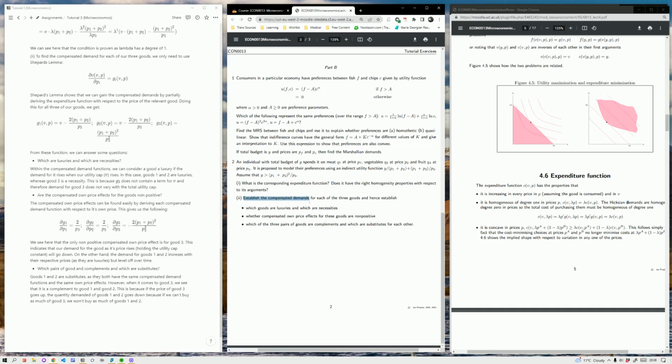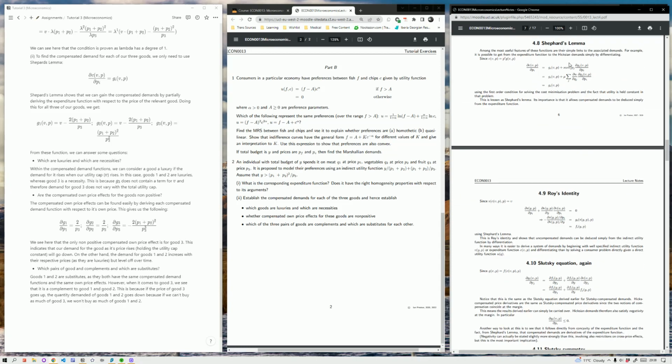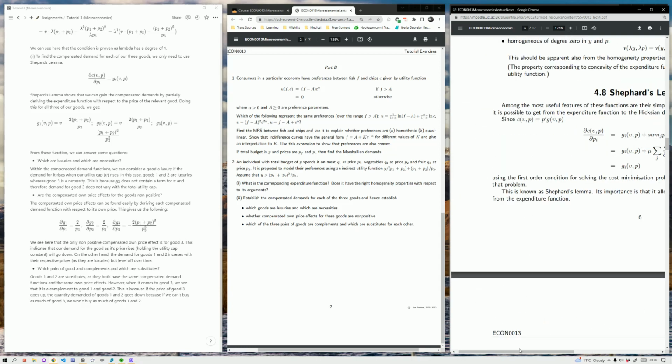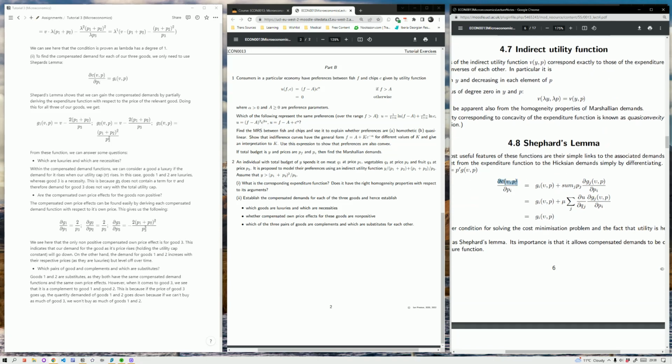It also says establish the compensated demands for each of the goods. Now, how you establish compensated demands is quite simple. You just use Shephard's lemma. Shephard's lemma basically says, if I partially differentiate the expenditure function with respect to the price of good 1, for example, I'll get the compensated demand for good 1. Quite a useful thing to know. So you just use Shephard's lemma, and we get the 3 compensated demand functions.